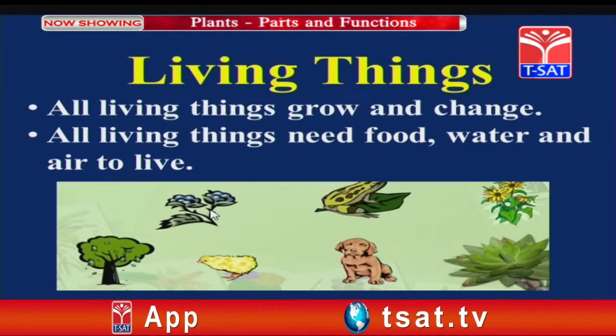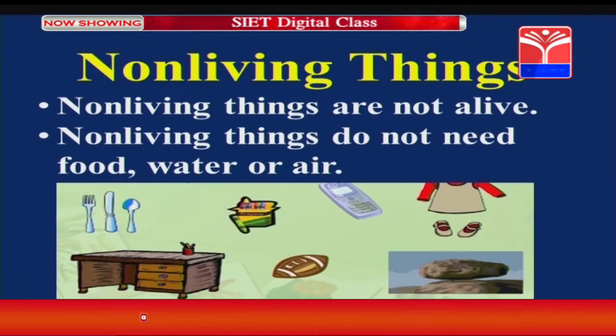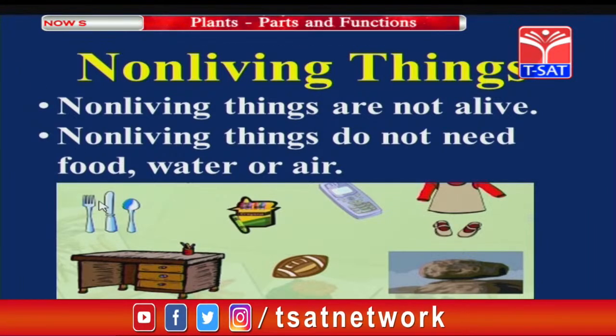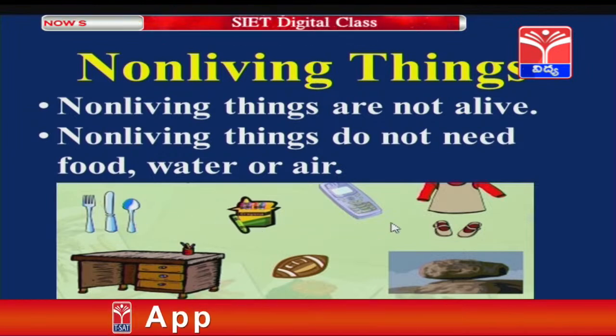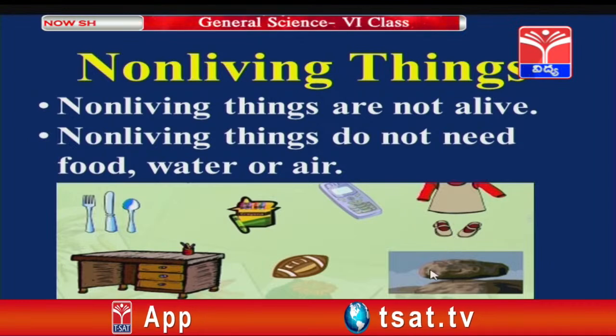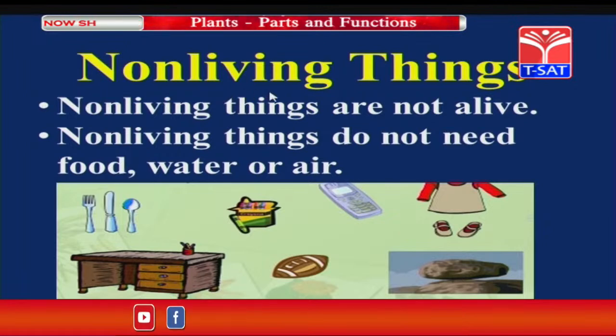Apart from living things, the other type is non-living things. What do you observe in the slide, children? You see a table, and you can also see spoons, knives, forks, bags, a cell phone, uniform, shoes, rocks, etc. All these are called non-living things.